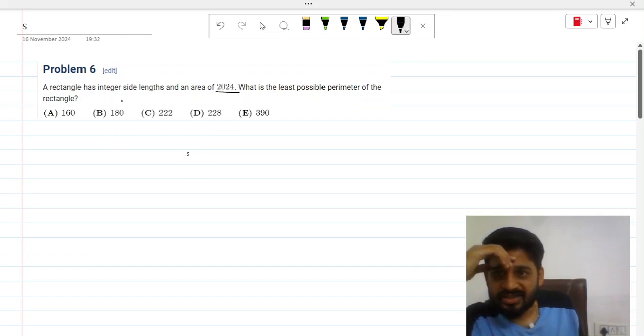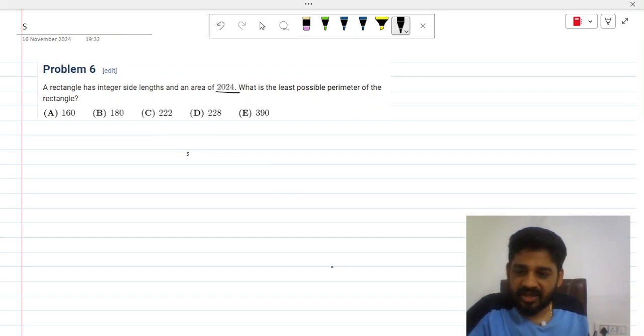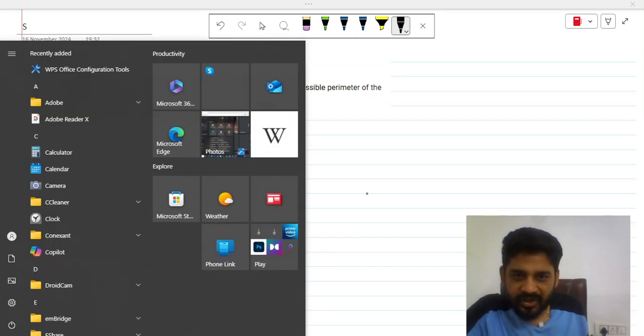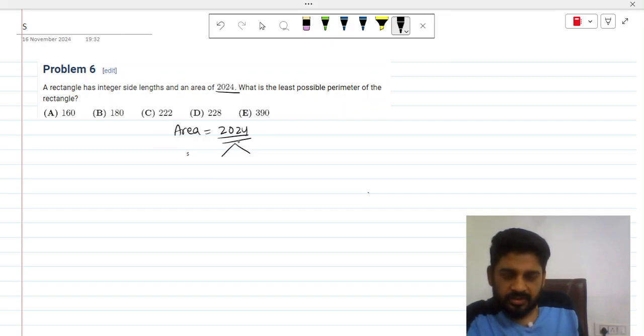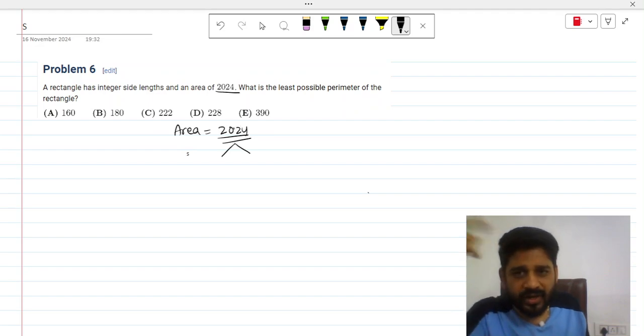A rectangle has an integer side and area 2024. So area is what? Area is a product of two integers, right? So we have to write 2024 as a product of two integers. So what we can do, we can use two ideas.